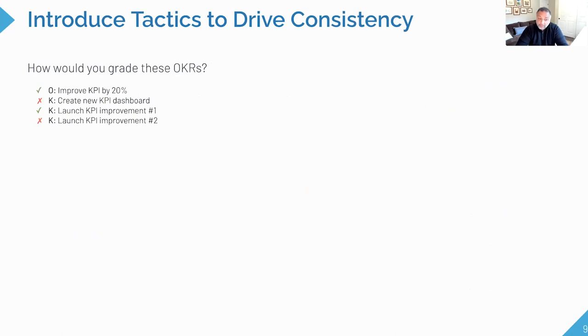So let's talk about my next tip, tactics. So let's look at these OKRs. How would you grade them? If you look at them, only one out of three key results were completed, but the objective was completed. So was the team successful? Were they half successful? It's a bit unclear. The other thing that's odd, if you look at the objective, is that improving a metric for the sake of improving a metric? Is that the objective? Or is that a key result in service of a bigger objective?